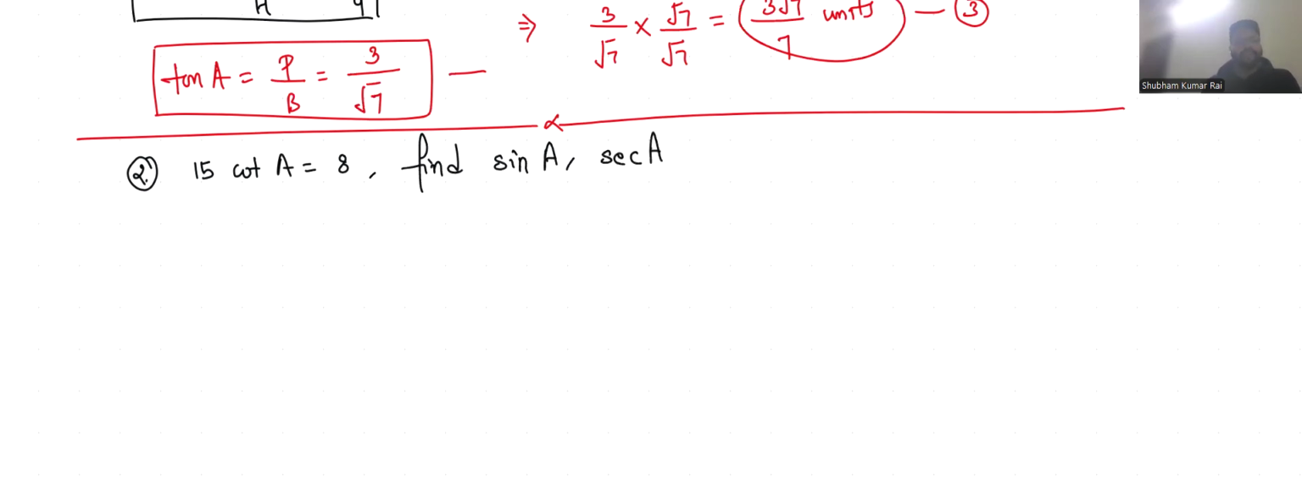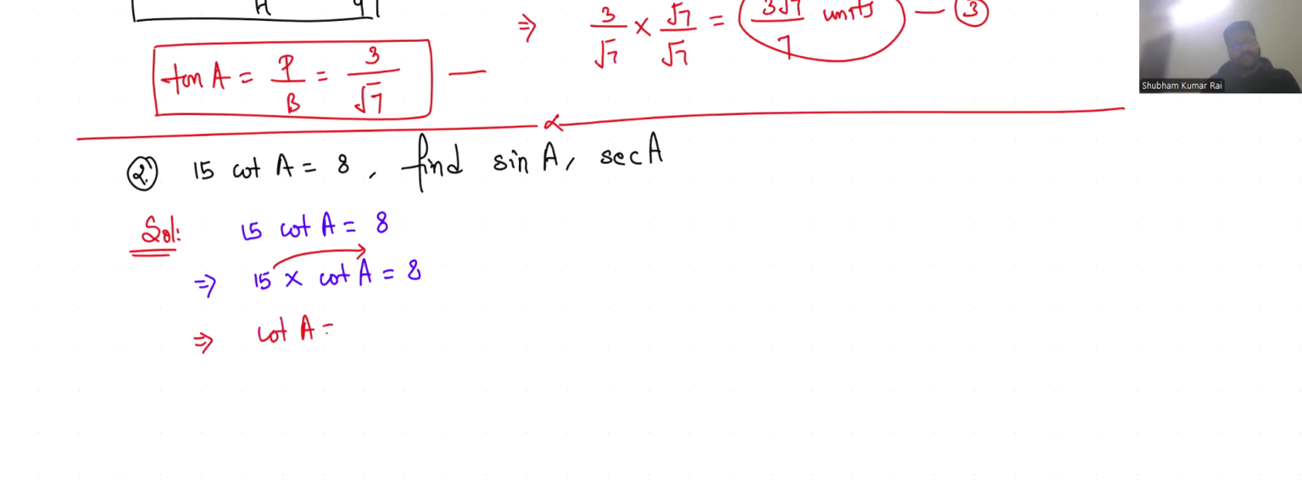Right? So we need to find what things are given over here. Here you can see that we have been provided with 15 cot A is equal to 8. What does this mean? Here 15 is multiplied with the given ratio of the angle, right? So if multiplication is there, we need to transpose it, and multiplication will become division. So here it will be cot A is equal to 8 upon 15. And we have learned the trigonometric formula of cot A. That is, cot A is equal to what? It is base upon perpendicular. So the value of base is 8 and perpendicular is 15.